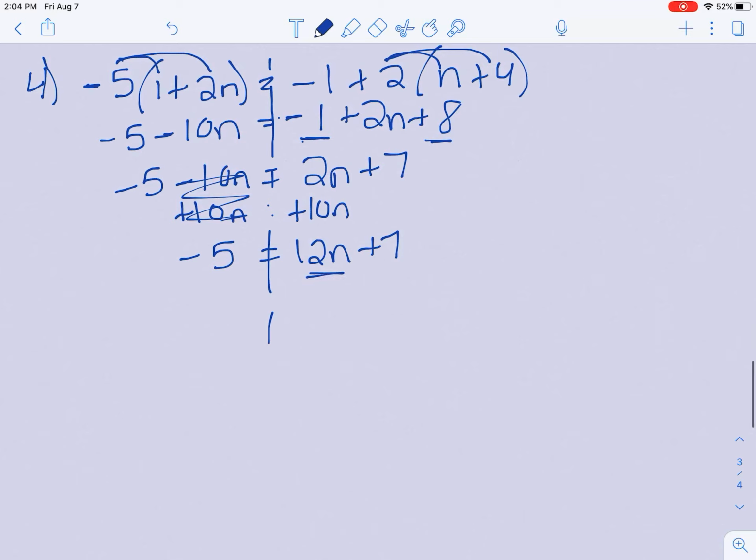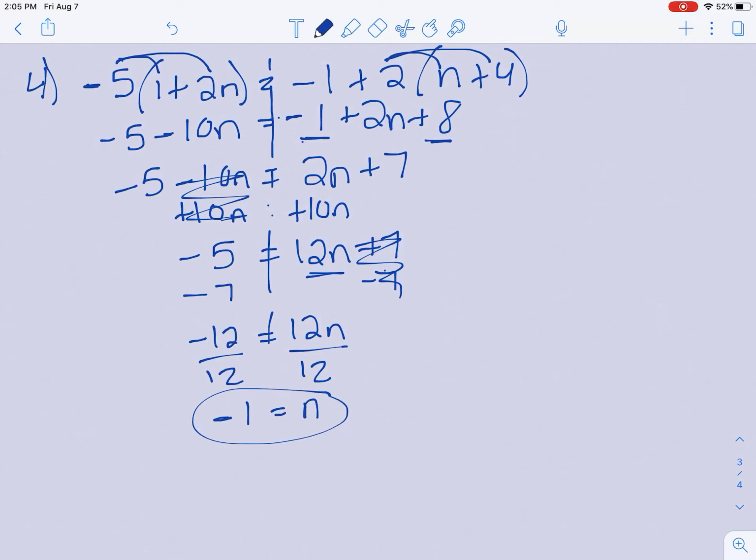Now I need to get my n's alone. The only thing I have over there with them is the plus 7. The opposite of plus would be minus 7. Anything I do to one side, I have to do to the other. So this is gone. Negative 5 minus 7 would be negative 12 equals, bring down your 12n. 12 times n, the opposite would be dividing, so I'm going to divide by 12 on each side to leave me with negative 1 equals n. And there's your answer. Okay, let's do one more like that.